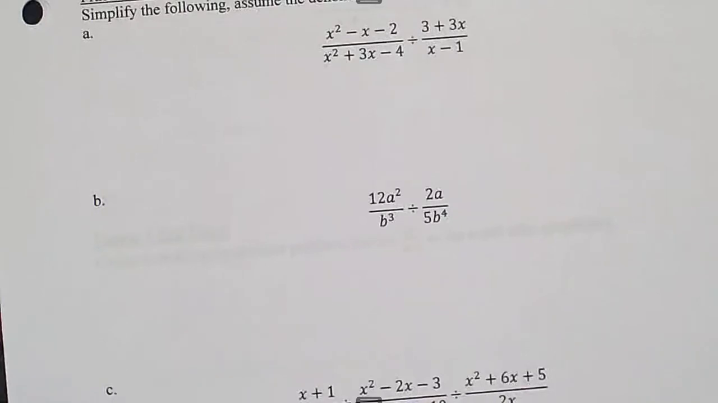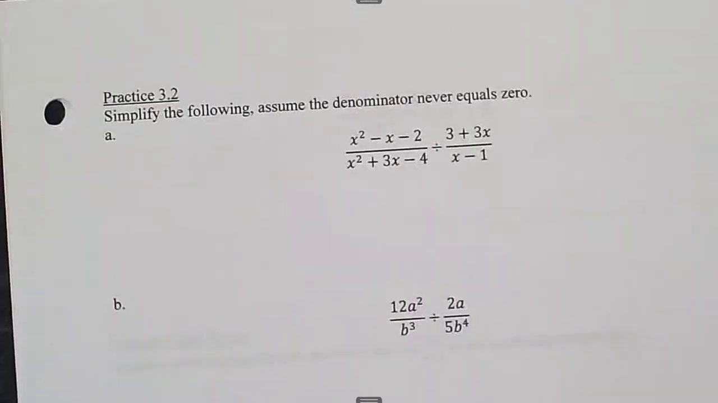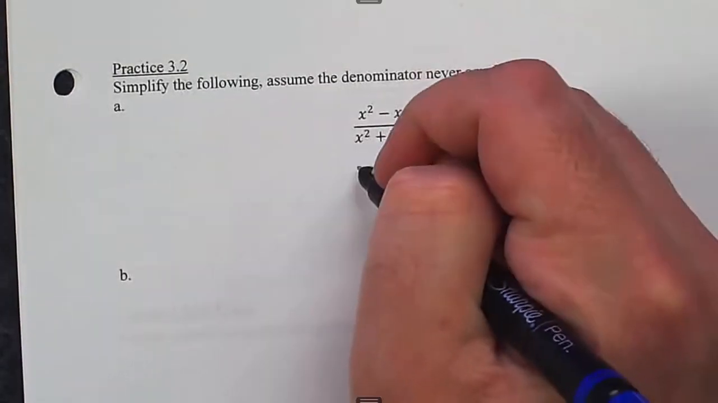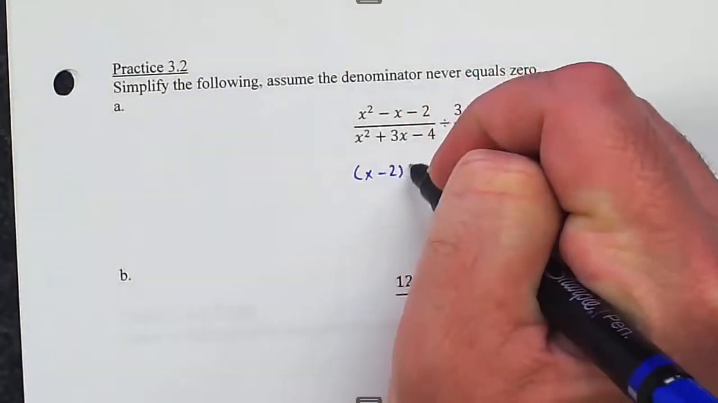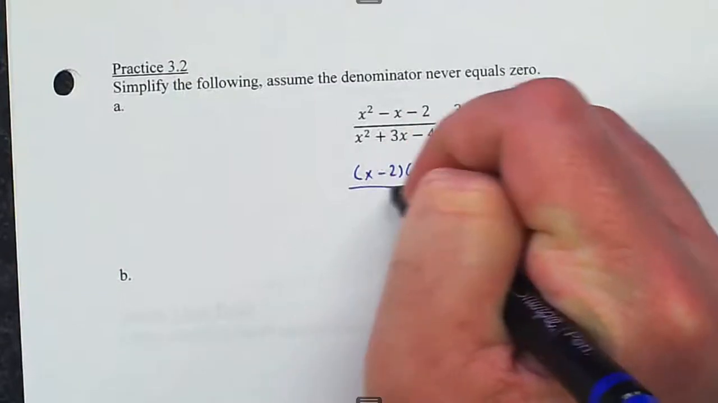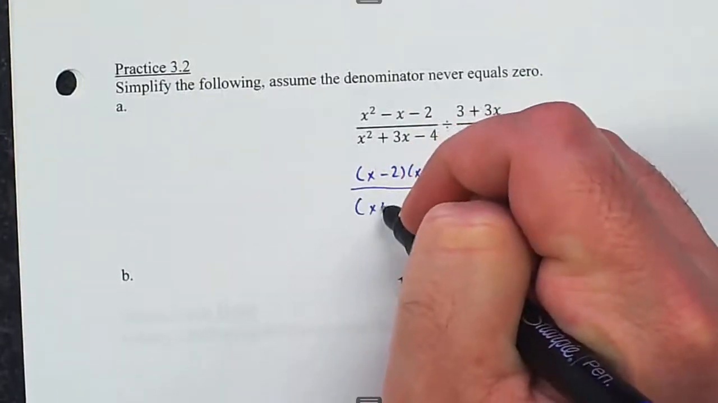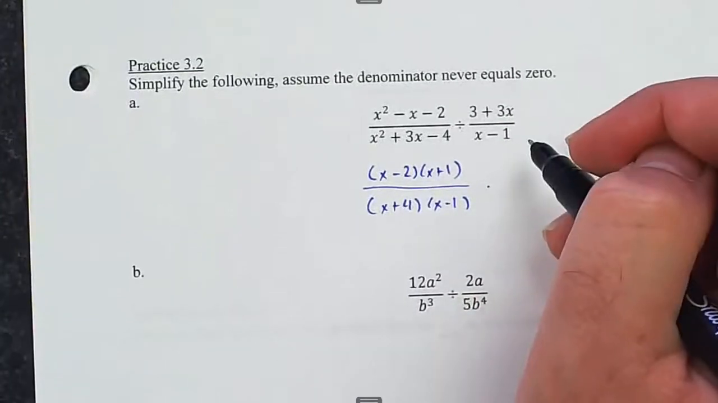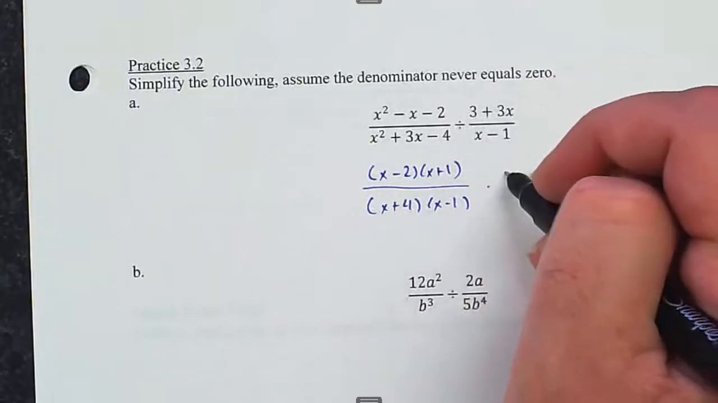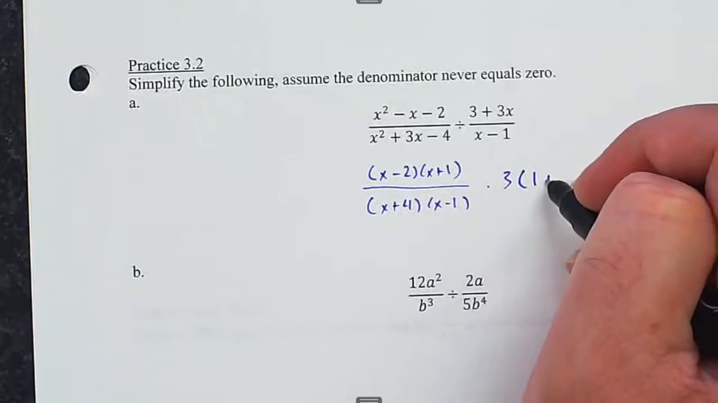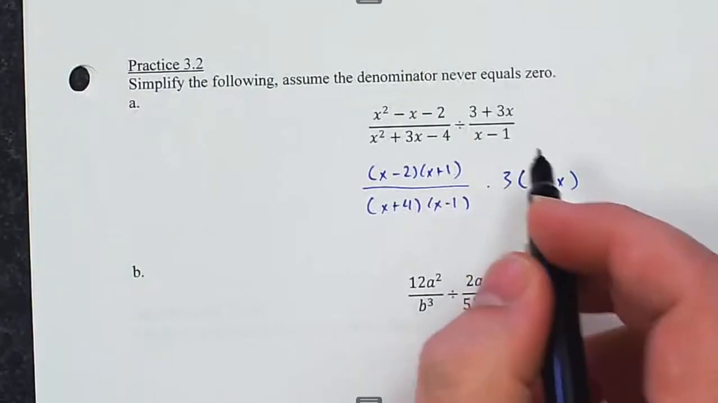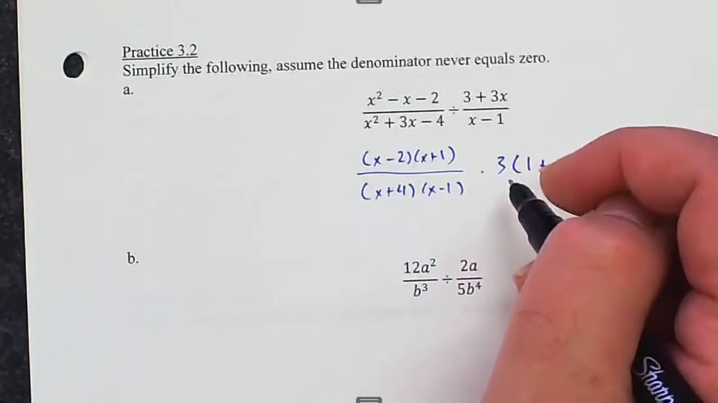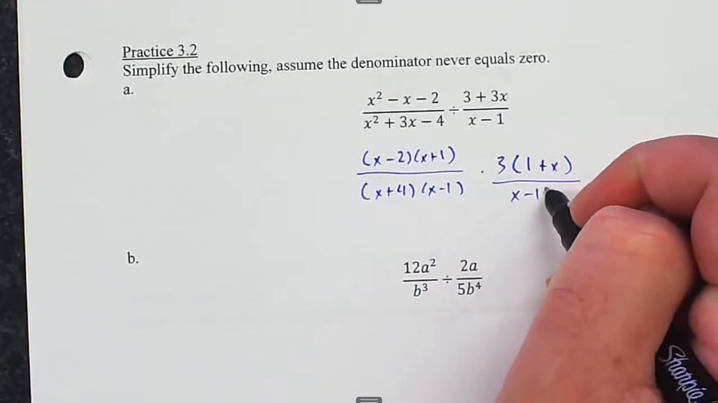All right, so on practice 3.2a, we can factor this as x minus 2 and x plus 1. This is x plus 4 and x minus 1. I can factor a 3 out of this. I think I may have told someone you couldn't factor that, and you can. I just didn't see it right. And then that's x minus 1 on bottom.